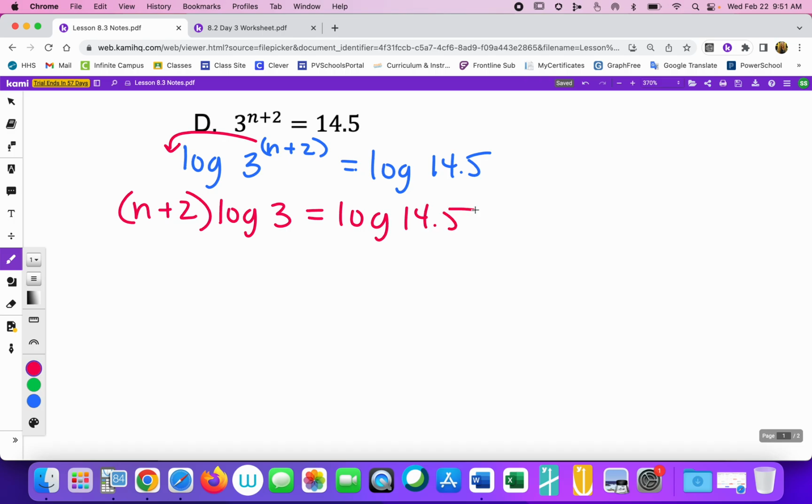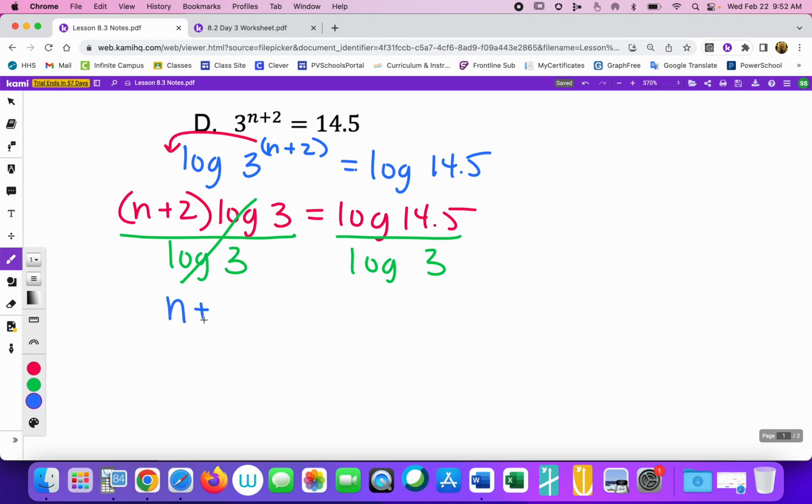So nothing is different from our first two steps on the other one. Now, your goal is to get n by itself. What do we think we should do? Since there's only one n, we're just going to divide by log 3 again. Okay. Now we're not using the calculator until n is completely isolated. And it's not isolated yet, that plus 2 is still on it. So we're going to divide by log of 3 over here.